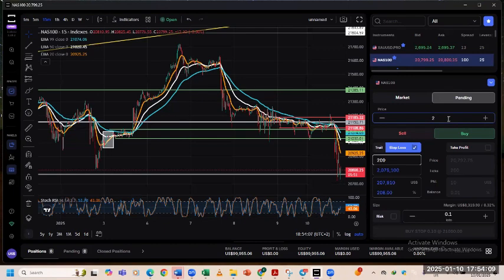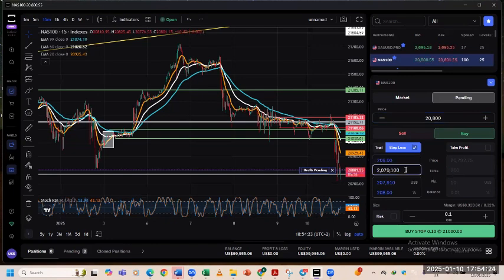Let's use another figure, 20,800. Okay, 20,800 as my entry price, assuming that's the price that we're currently seeing on the market now. My stop loss is going to be $50 less. That's for the Liberty strategy. So that means my stop loss will be 20,750. Do you see that? As I put 20,750, that's a 50 pip stop loss.